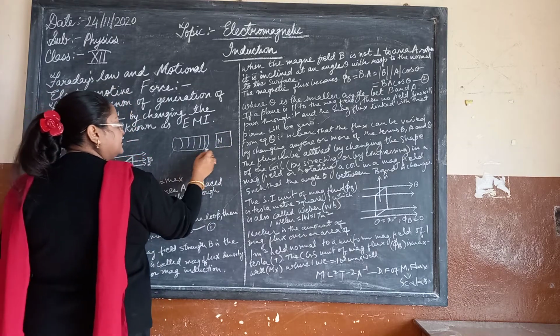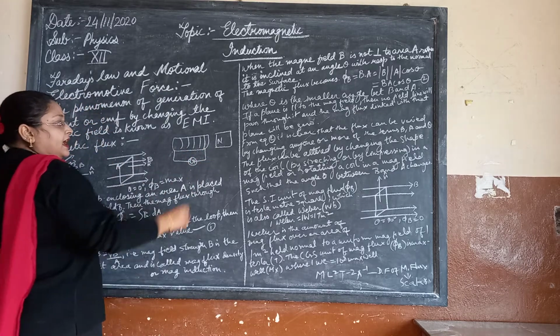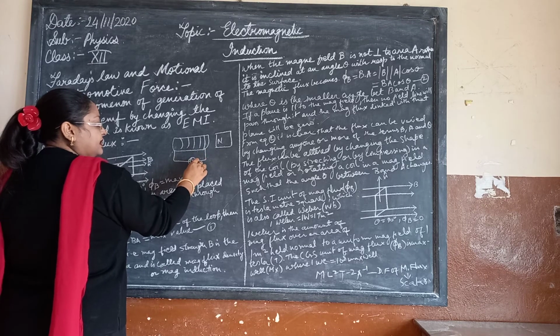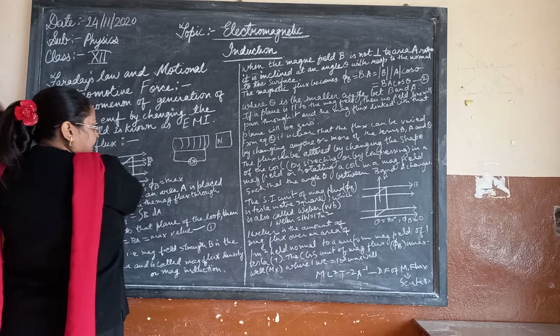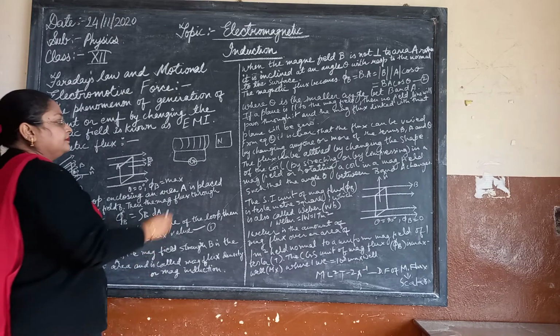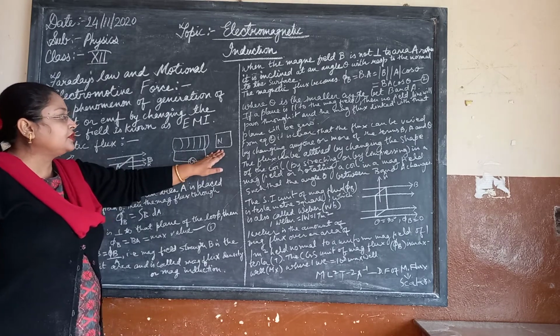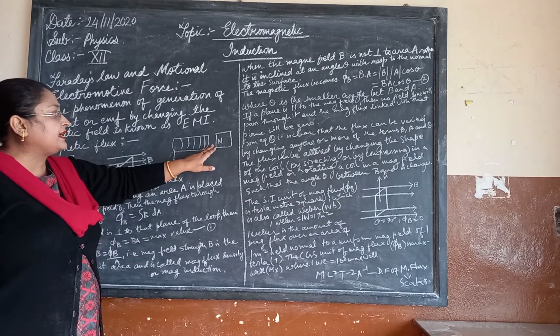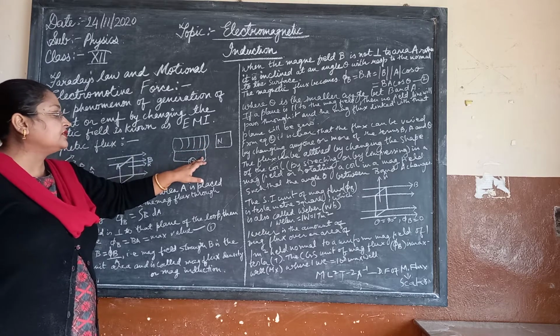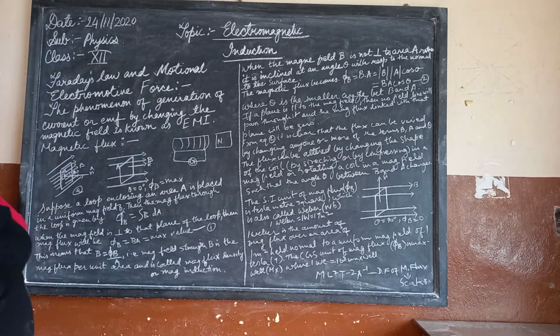Whenever we bring this magnet towards the solenoid, there will be a deflection in the galvanometer which is attached to this particular solenoid, and this induced current is there because of the magnetic field itself. So this particular thing is what we call electromagnetic induction. That is, when a magnetic field is produced or brought near a solenoid, there will be induction of current in the galvanometer, and the galvanometer will show the deflections. So this is what we call electromagnetic induction, and here we have Faraday's law and motional electromagnetic force.